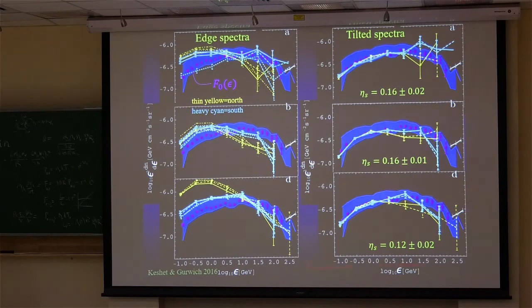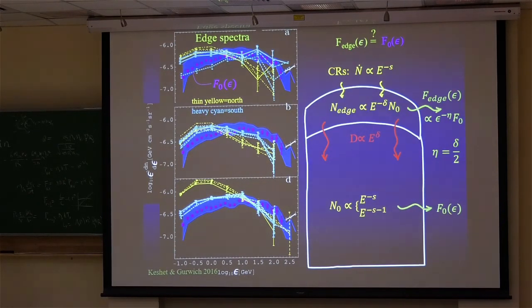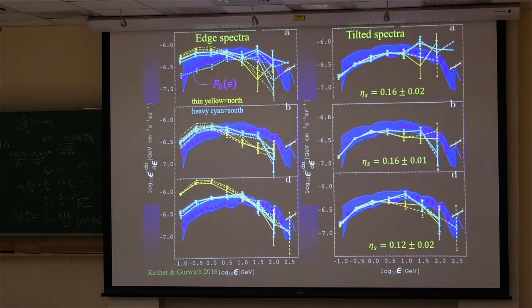So the question is, if we look at these kinds of spectra and just tilt one by some power law, delta, will we again reproduce the blue match? In other words, is the edge spectrum steeper by a fixed power law with respect to the integrated spectrum? And the answer is yes. Here we just tilted the edge spectrum manually, and it matches the integrated spectrum pretty well, so this is consistent with diffusive escape.